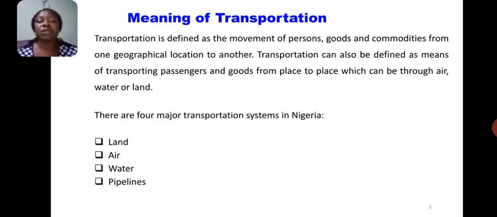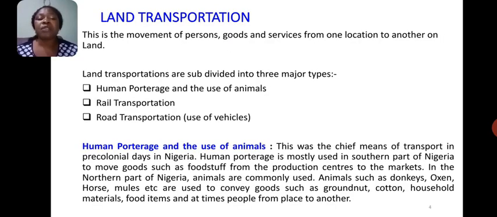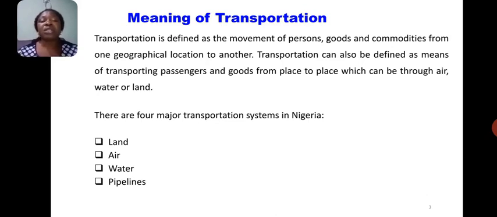Meaning of transportation. Transportation is defined as the movement of persons, goods and commodities from one geographical location to another. Transportation can also be defined as means of transporting passengers and goods from place to place, which can be through air, land, or water. There are four major transportation systems in Nigeria, which are land, air, water, pipelines.